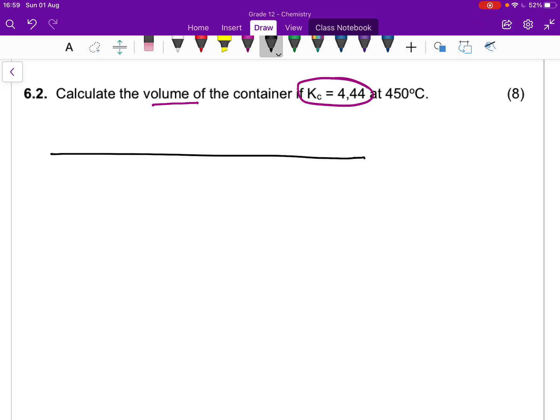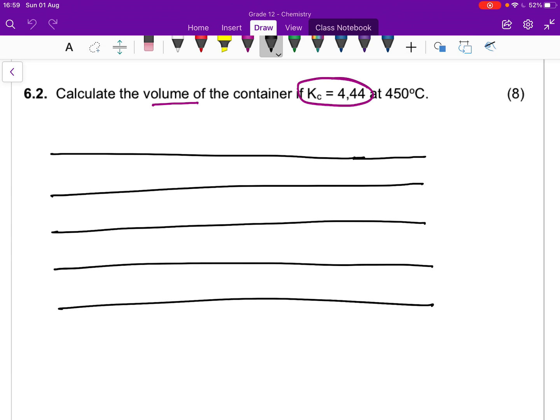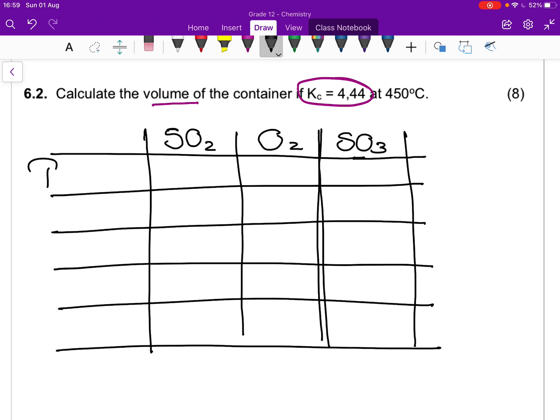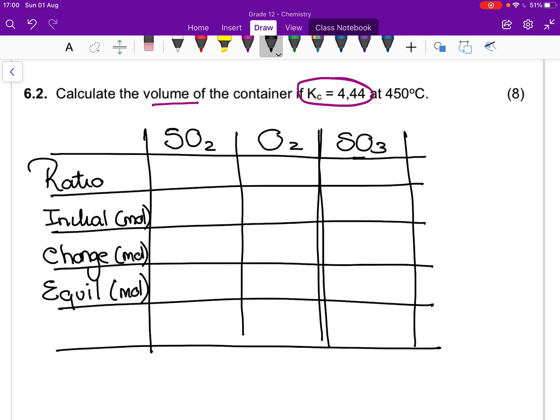So we have our ratio line, our initial line, change, equilibrium moles, equilibrium concentration. We need a column for SO2, a column for O2, and then my last column is my SO3. Products to reactants to products: SO2, O2, SO3, and we know that this is the ratio. This is my initial. This is the change. This is my equilibrium, not final, otherwise it doesn't spell ICE or RICE. And then this is my equilibrium moles per decimeter cubed.